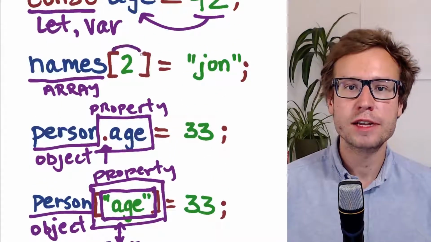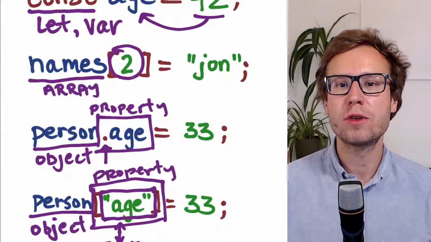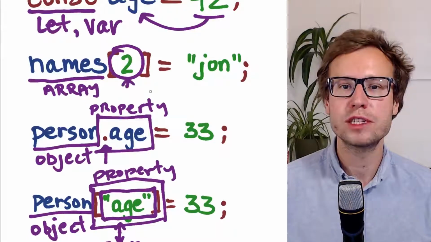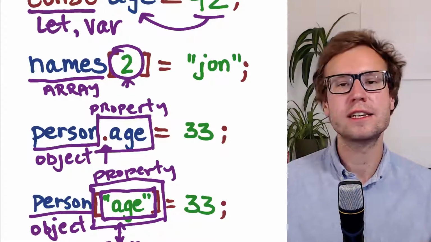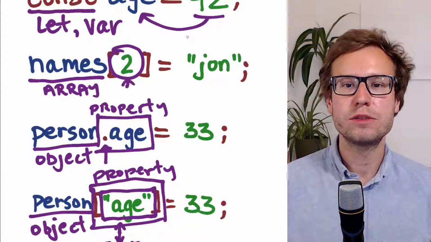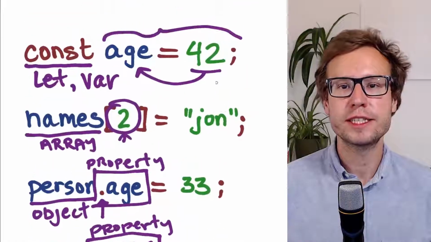Now, let's not forget that this is also true for the array index here. This is a sub-expression, which doesn't have to be a number in a literal sense like this. It can also be a value that's from a variable or from somewhere else.